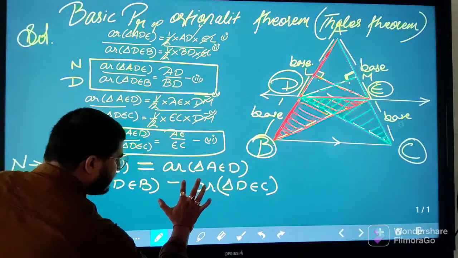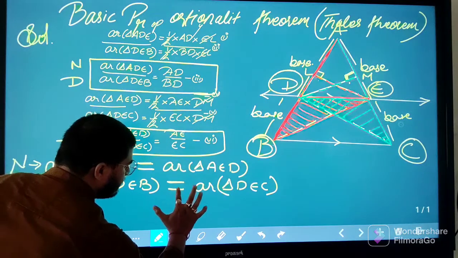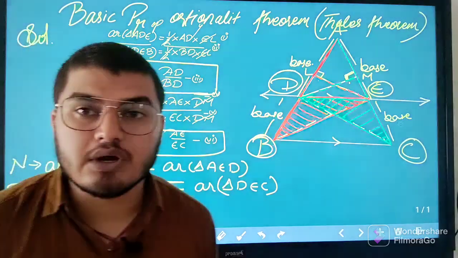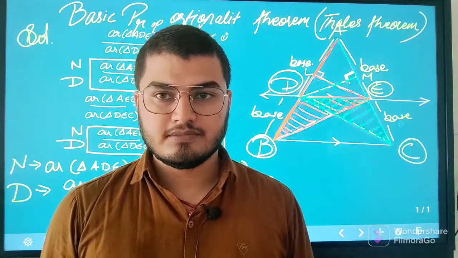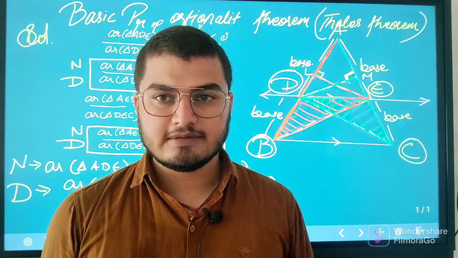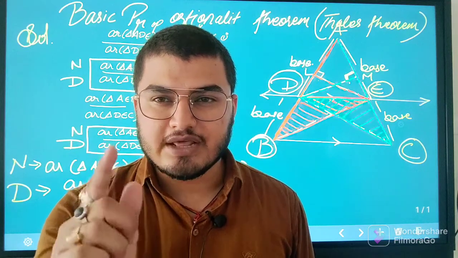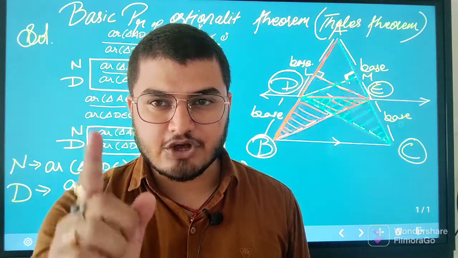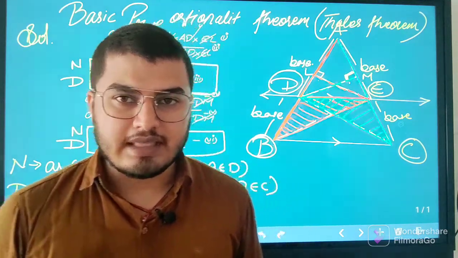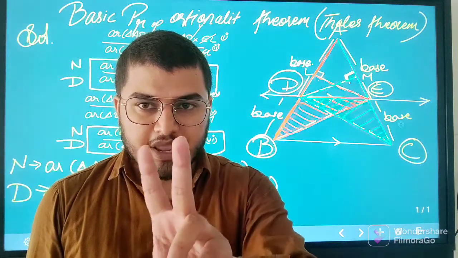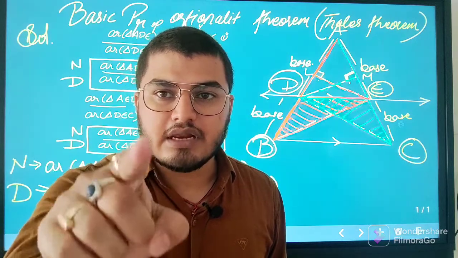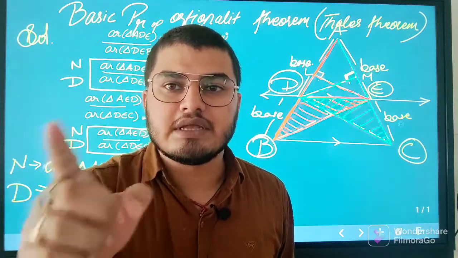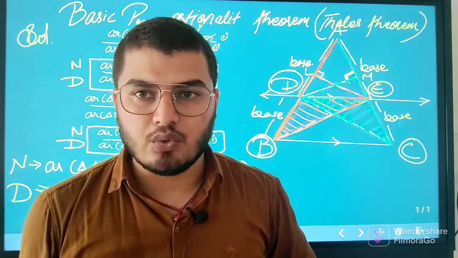We can say that their areas are also equal. Yes, they are equal. You will ask, how, sir? I will tell you that there was a theorem. In that theorem, it was stated that whenever two triangles are drawn on the same base and they lie between the same parallel lines, then their areas are equal.